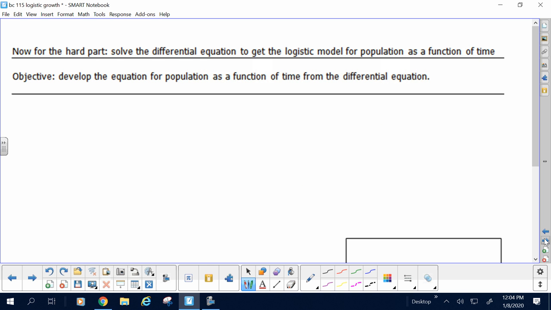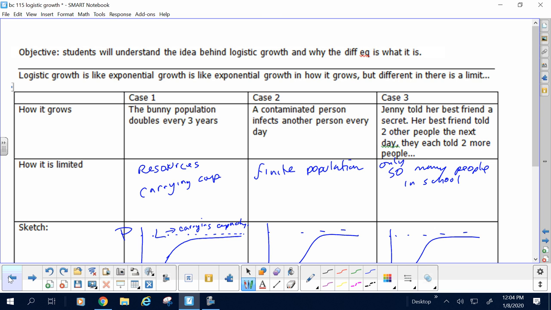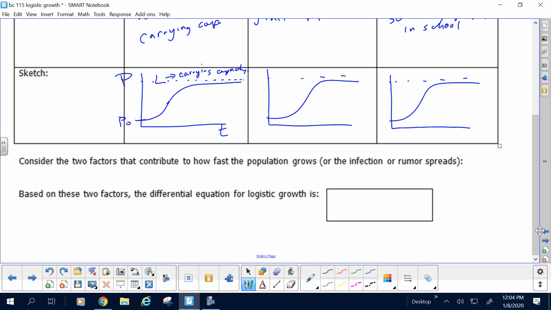All right. Now then, there's a part after this. Okay, here it is. Now in exponential growth, there's one thing that affects how fast the population grows, and that's how many people there are, or how many bunnies there are, or how much money is in the account. That's all that affects it. In truth, however, in logistic, there's a little more. There's 2 things that affect how fast a disease spreads or a secret spreads. What are they?